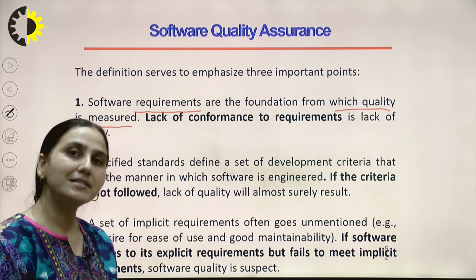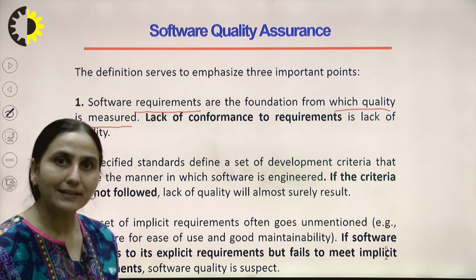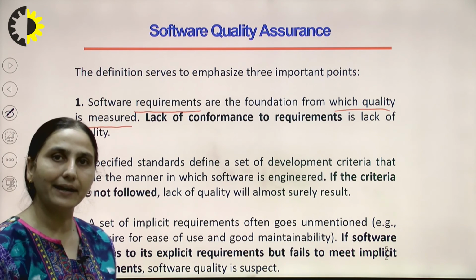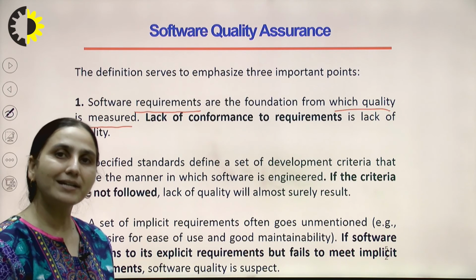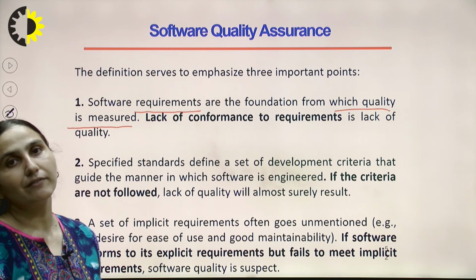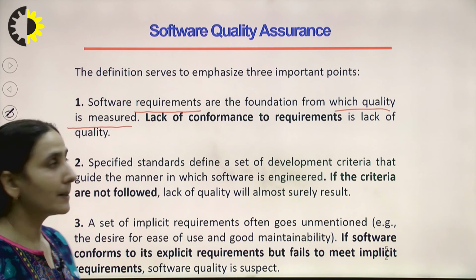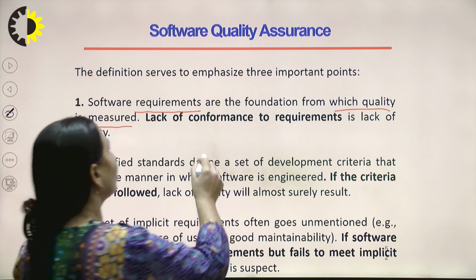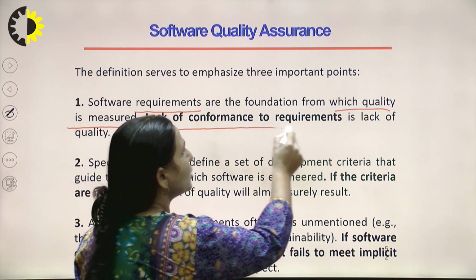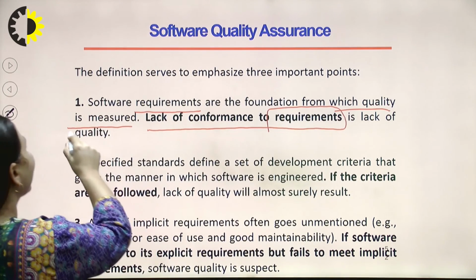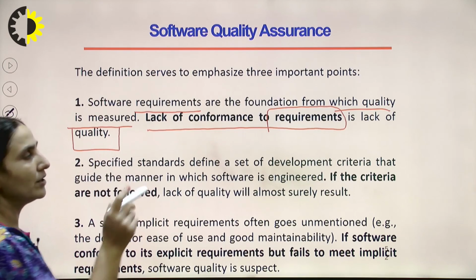The better we understand the requirements, the better software product we will be able to deliver at the end. If we are not able to understand the requirements, of course, we cannot say that the product that we develop at the end is a qualitative product. Then, lack of conformance to requirements is lack of quality. If there is any sort of lack in the requirements, it will lead to lack in the quality. That actually we don't want.